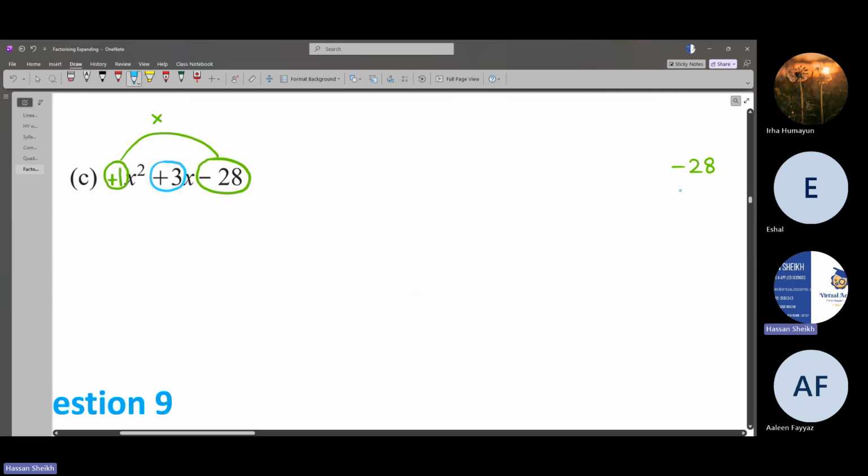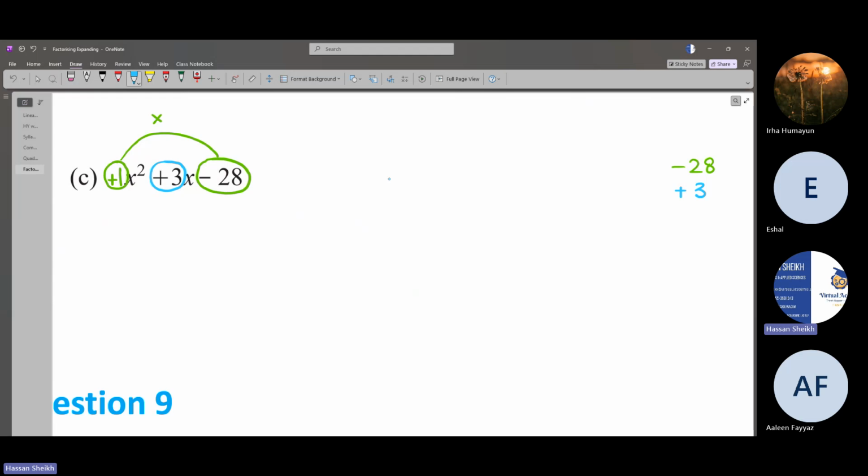Now you need to find two numbers that would multiply to give minus 28, and when they are added or subtracted, they must give a value of plus 3. So girls, do you know any two numbers that would multiply to give minus 28 and plus 3 when added or subtracted? 4 and 7. Very well done. Which 4 and which 7? Come up with the signs.